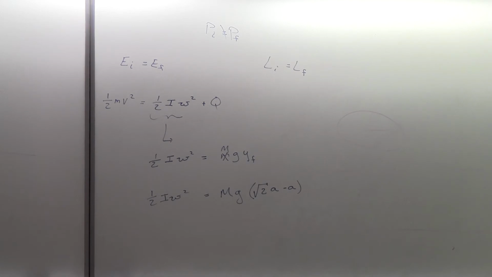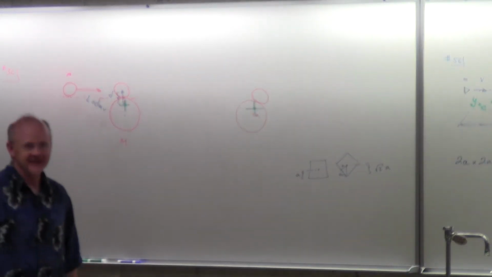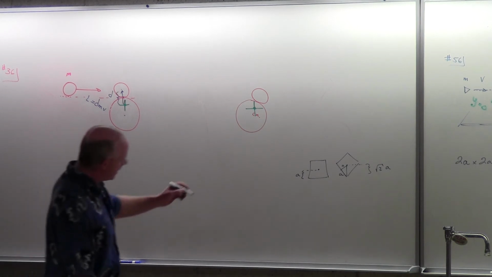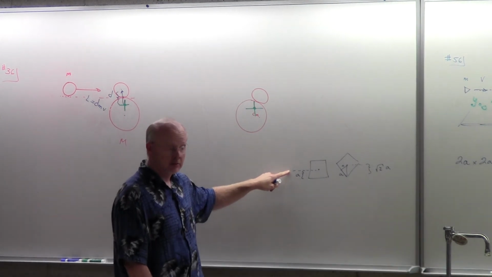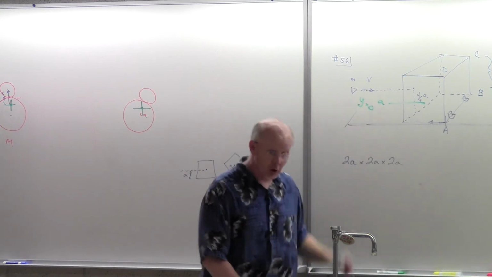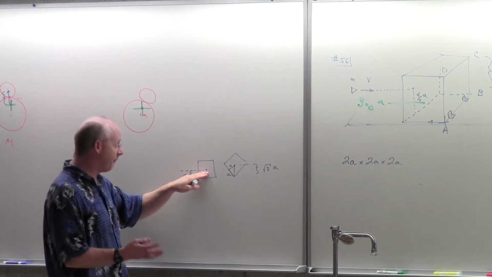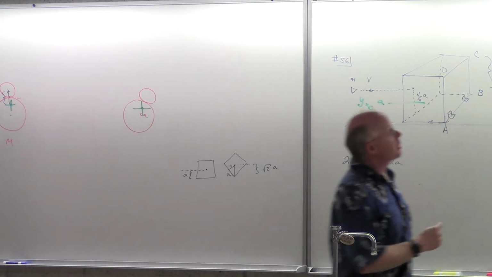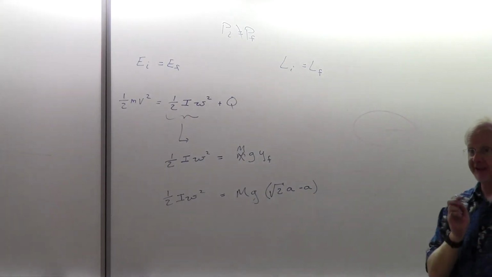Which kind of makes me think maybe I should have just measured everything from the table, because I'm doing that now to tell you how to figure out how high it is, right? Because I want to measure how high it goes up from A. That's where I'm going to call y equals 0, at A. So how high is it above that? It goes up to root 2 A from the table, but I want to know how much it goes up from my reference point, so I subtract the A. Okay, so there is the first step of this, conservation of energy.